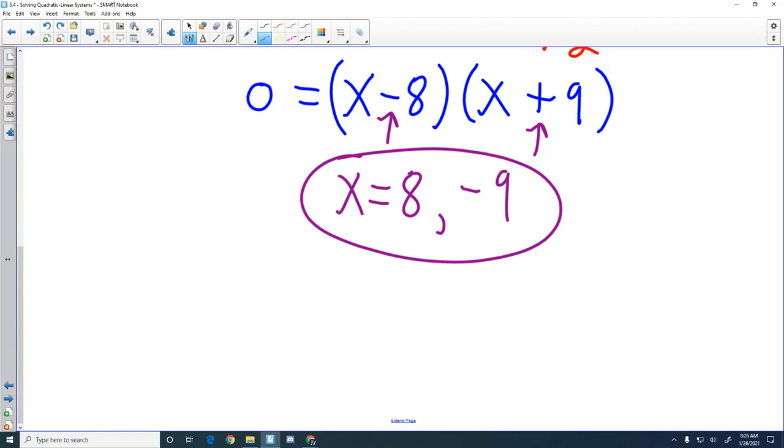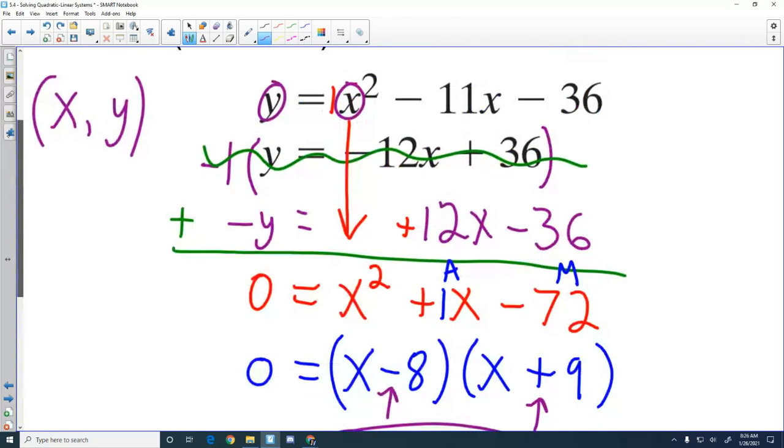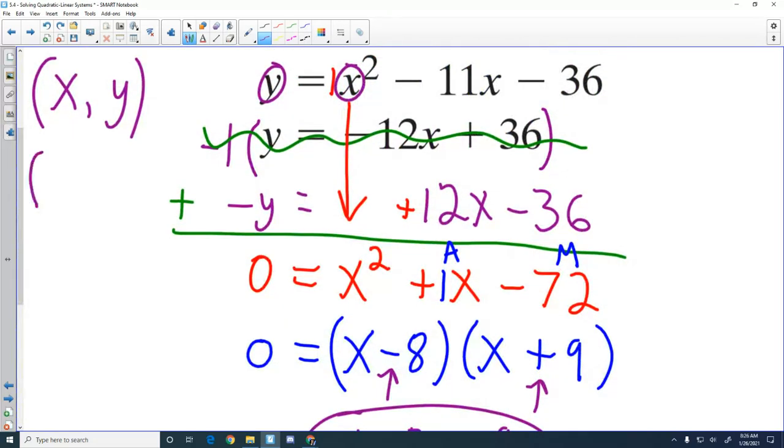And so what we can think of is I've got two different points. One of them has an x value of 8, but I don't know what its y coordinate is. My second solution, my second intersection point of the line and the parabola, has an x value of a negative 9, but I don't know what its y value is. And so our solution will be these two ordered pairs, x and y, and a second x and y. But we just have the x values. Well, guess how we can get the y value? Very easily.